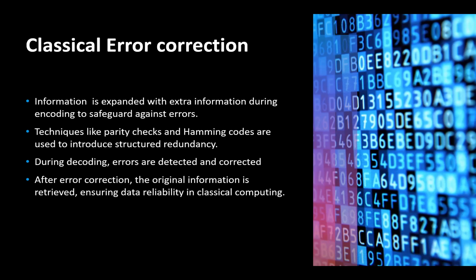First, we make multiple copies of the data. Then we transmit them through classical channels. We detect the errors, and then we correct them, and then we decode. So after error correction, the original information is retrieved, ensuring data reliability in classical computers.